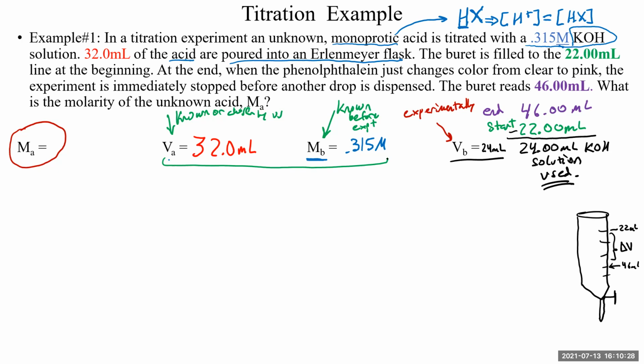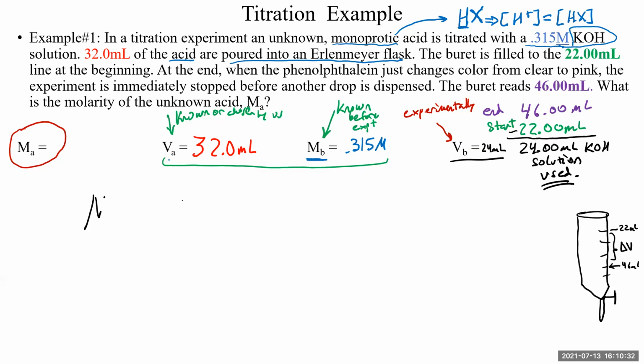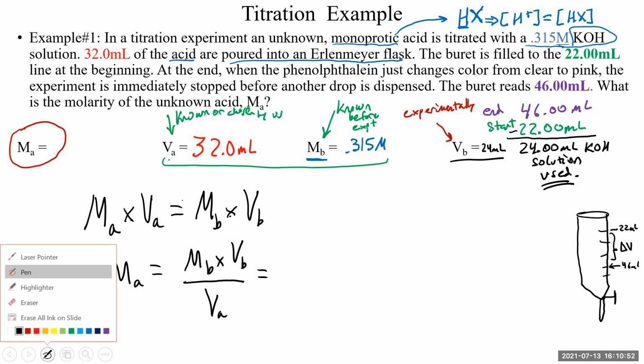And so you plug everything in. And so we use our formula now. Molarity of acid multiplied by the volume of acid equals the molarity of the base multiplied by the volume of the base. Plug in your number. Well, actually, let's solve first. Molarity of acid is going to equal molarity of base times volume of base divided by the volume of the acid. So now we just plug in our numbers.